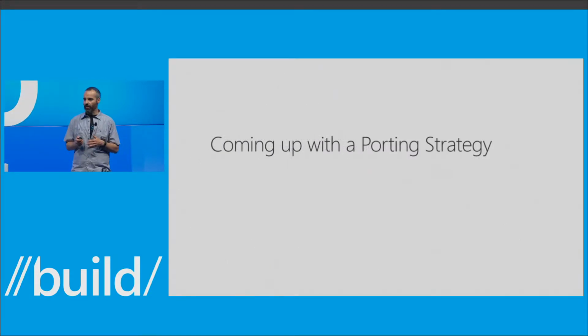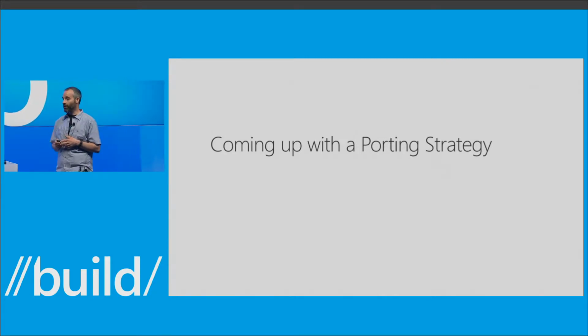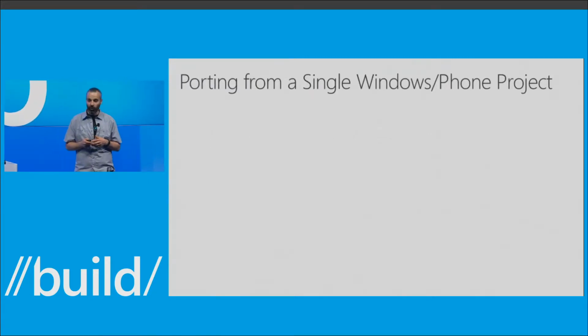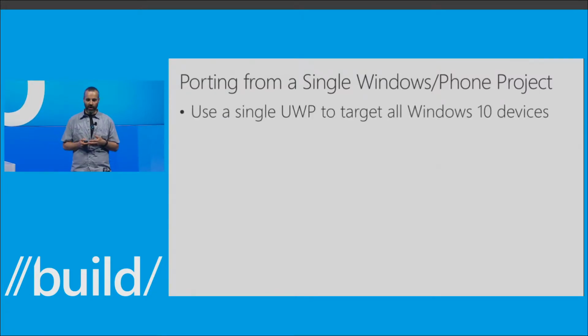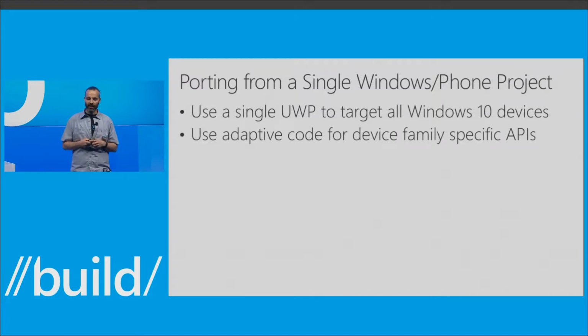So let's go now into developing that porting strategy. Again, I don't think there's a one-size-fits-all here. I'm going to show a few options, and I'm going to pick one and walk through that one. If you're going from a single Windows or a phone project, that's the easiest scenario. Of course, just create another single UWP to target all those Windows 10 devices. Then you can use adaptive code. You might have heard this in some other talks.